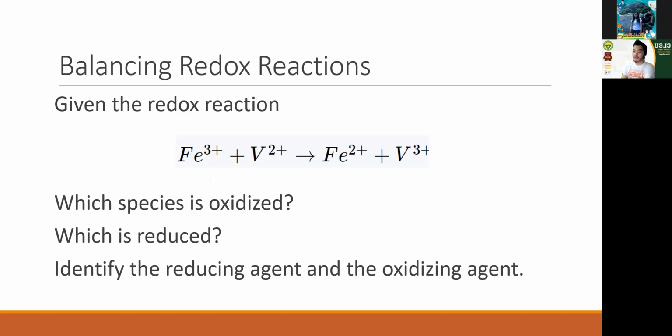May nakabukas yung mic. Nakabukas ba yung mic? Wala naman.